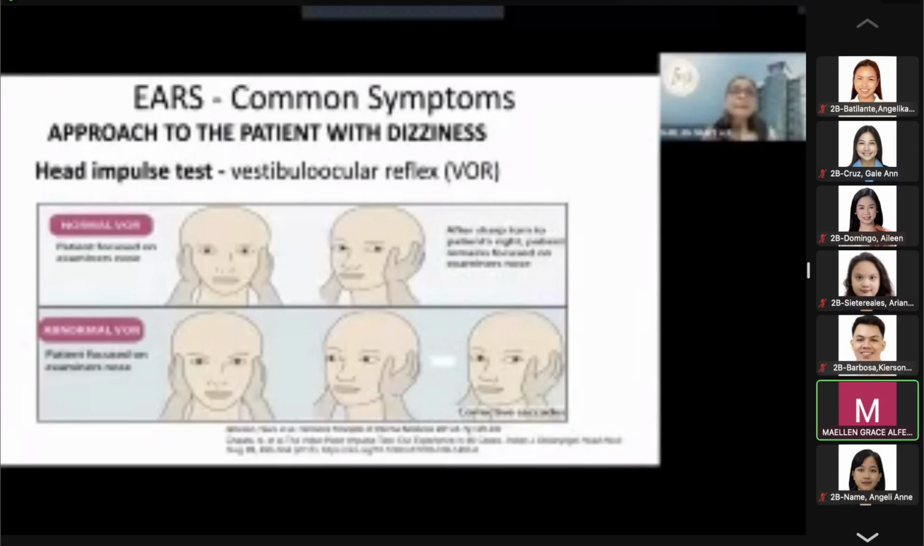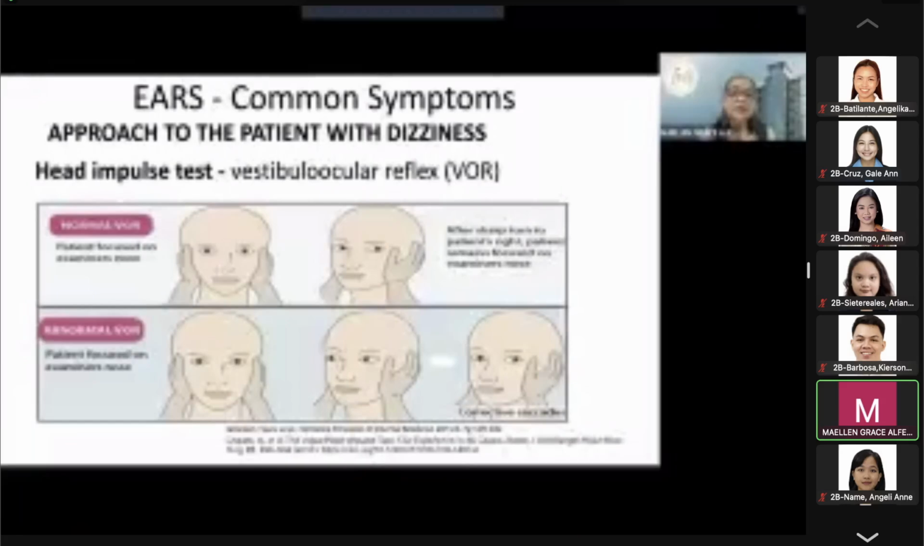This is not present in a central lesion with nystagmus. So what happens in an abnormal vestibulo-ocular reflex? If you ask the patient to look straight at the target, the examiner's nose, and you turn the head, you will see that the eye also changes direction. However, after a while, it realizes that it has to fixate on the target. So there is what we call a corrective saccade. Okay, so it goes back.